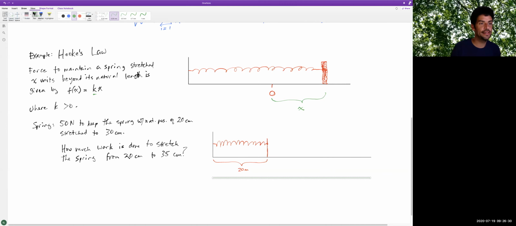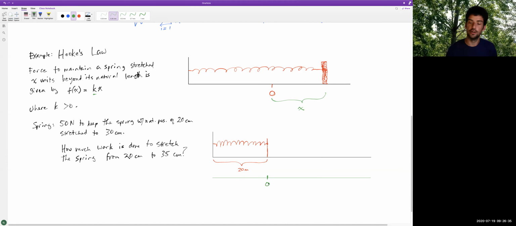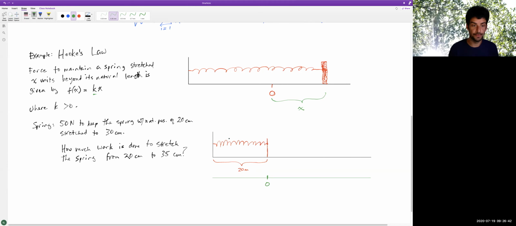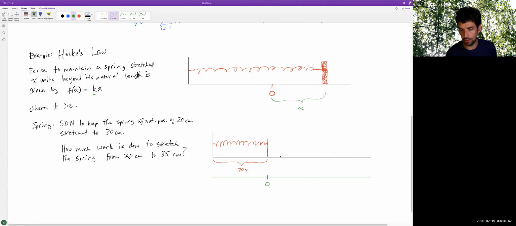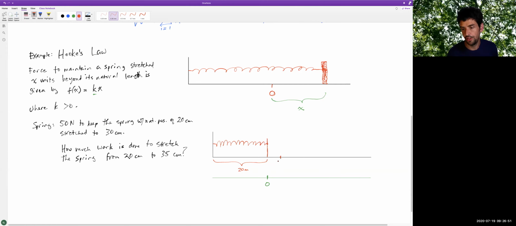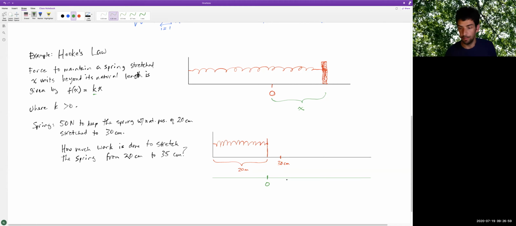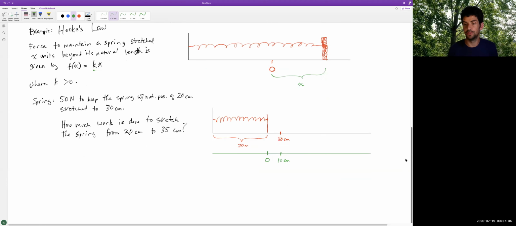So we're calling that position here 0. Okay, so our X doesn't represent how far it's from the wall. Remember, X represents how far it is from the natural position. And what we learn in the first case is that when we move out to 30 centimeters, we require 50 newtons of force to keep it there. But remember, that's just going to be 10 centimeters past the natural position.